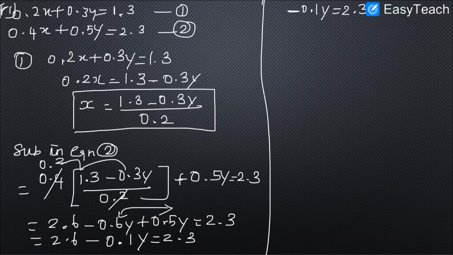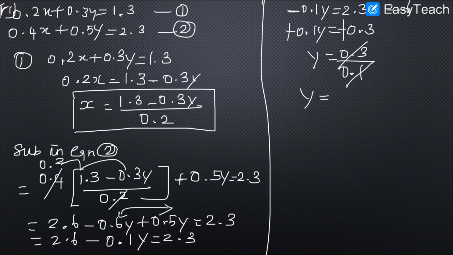Then minus 0.1y equals 2.3 minus 2.6, which gives me minus 0.1y equals minus 0.3. Let's cancel the negative sign on both sides. So y equals 0.3 divided by 0.1. If I cancel these two, I get 3. y equals plus 3.